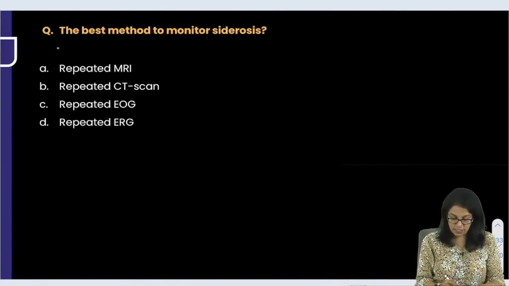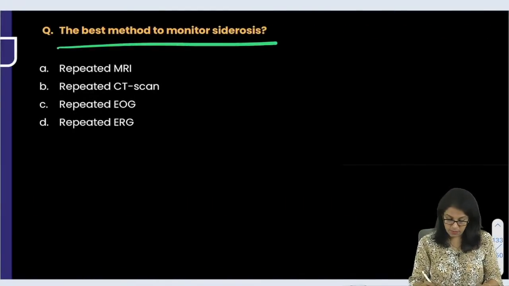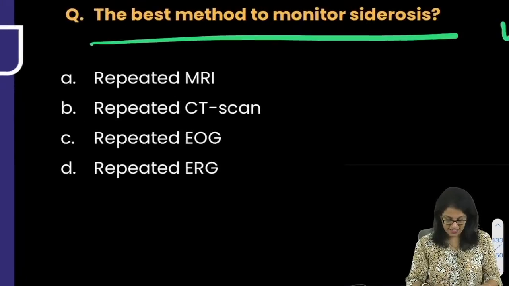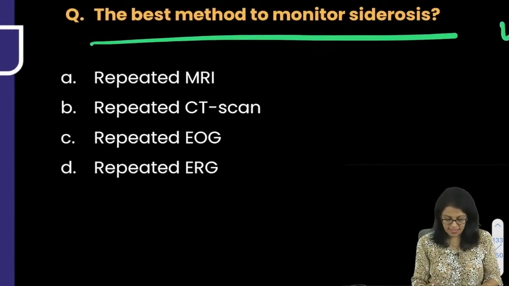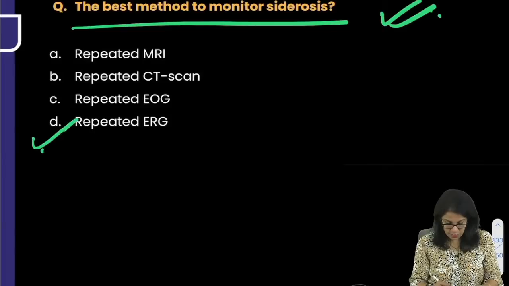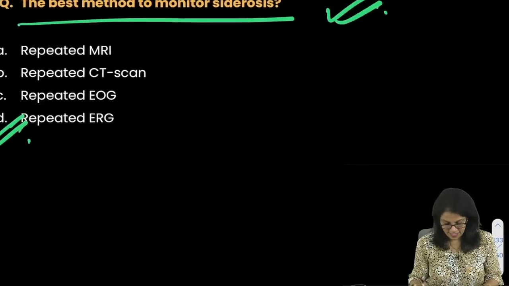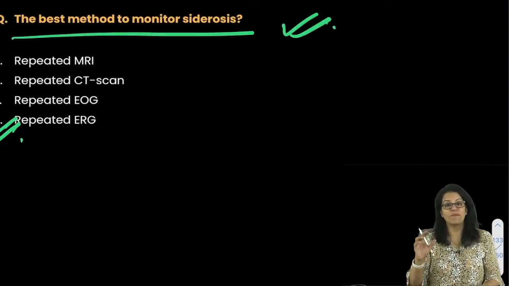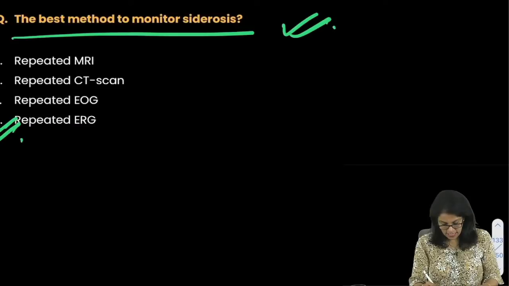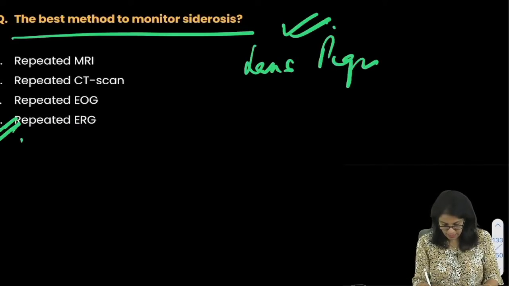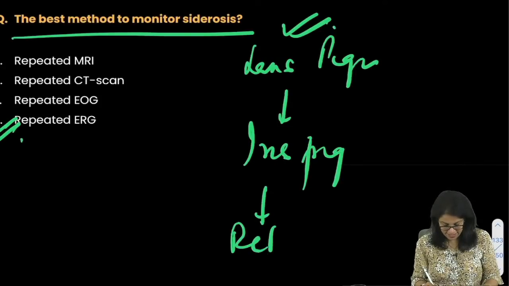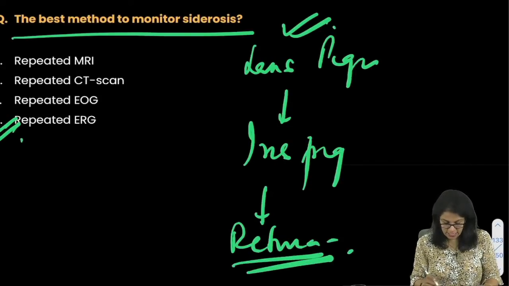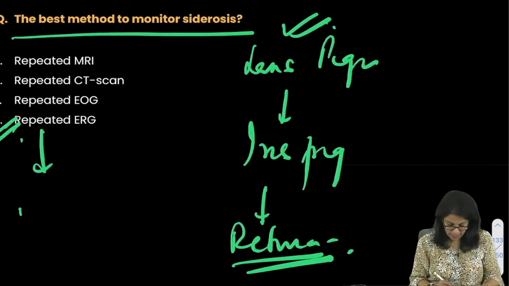The best method to monitor siderosis, this is again your AIIMS question. Siderosis is iron in the eye. We will do repeated ERG. In siderosis, what are the things happening? First is lens pigmentation, then there will be iris pigmentation, and finally it will affect the retina. In the retina, when you do the ERG, what do you get? You get a diminished B wave.